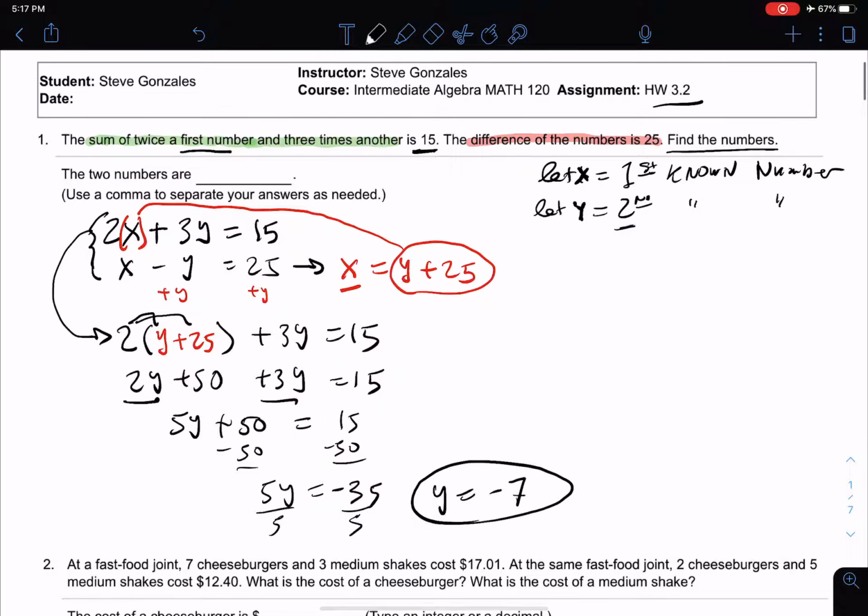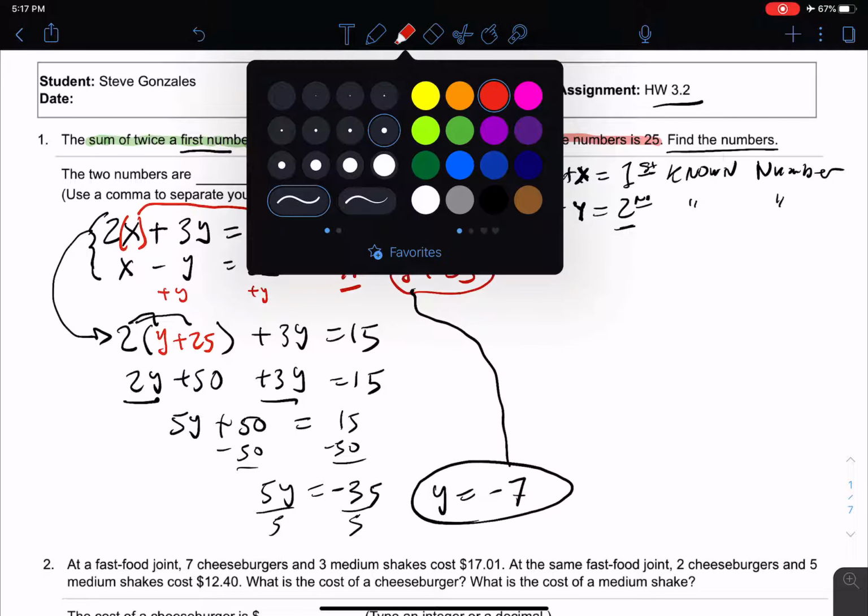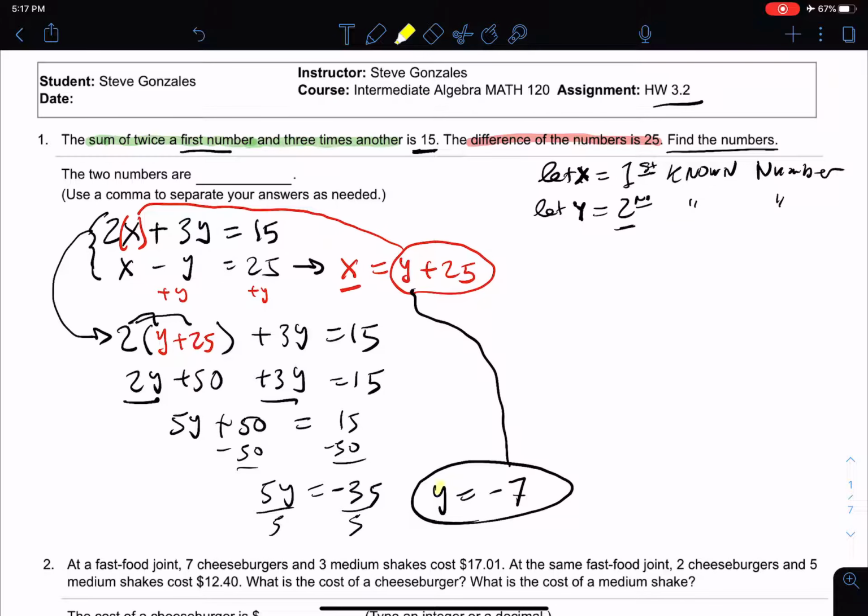Remember, y was my second number, so that's my second number. I need to get my first number, and I can just take that negative 7 and plug it in for y. If y is the same as negative 7, that means I can replace my y with negative 7. So x equals y, which is negative 7 plus 25, once again just to highlight my substitution. Negative 7 plus 25 is the same as 25 minus 7. So that gives us 18.